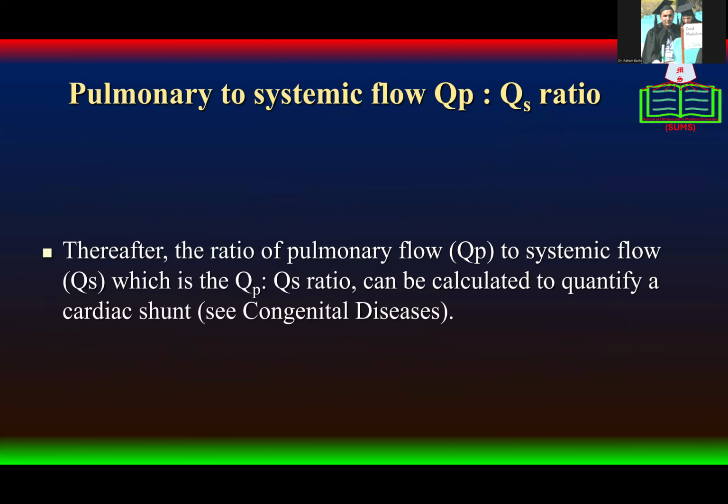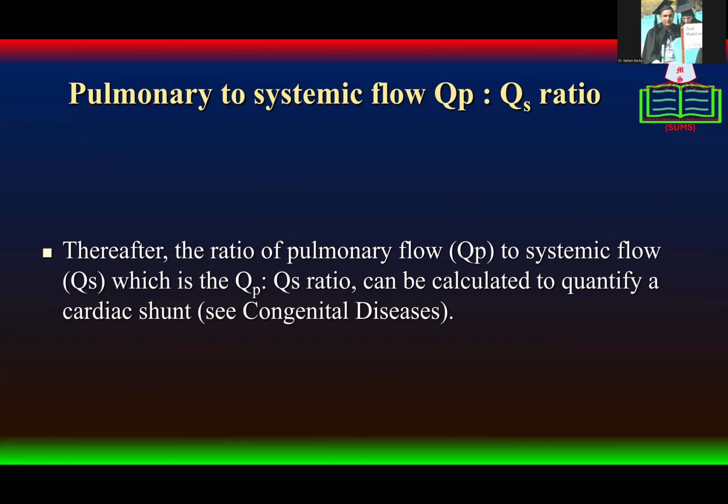If you take both the systemic and pulmonary volume, then we'll have a ratio. Therefore, the ratio of the pulmonary flow QP to systemic flow QS, which is the QP to QS ratio, can be calculated to quantify cardiac shunting. Normally they should be similar, but if there is any discrepancy, then we can say there could be, to some extent, some shunting.